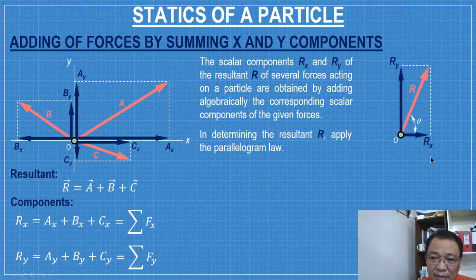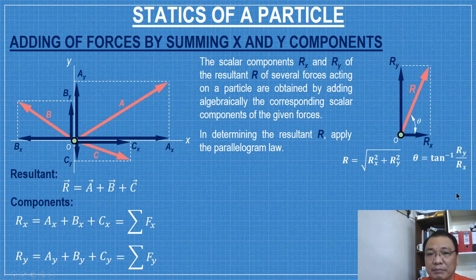So, given ang Rx and Ry, you solve for R using Pythagorean theorem. So, R is square root of Rx squared plus Ry squared. And then to solve for theta, use tangent. Tangent of theta is opposite, this is Ry, over adjacent, which is Rx. So, given ang components Rx and Ry, you can solve the magnitude. And given ang components Ry and Rx, you can solve for theta. The direction of the resultant is measured from the x-axis. So mas easier gamiton ni siya i-compare sa parallelogram law, especially if there are several forces, more than three forces.